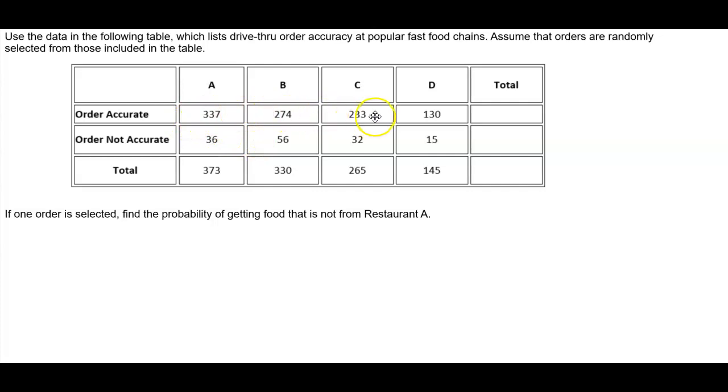Now when we want to add all the numbers across here, 337, 274, 233 plus 130, that gives us 974. When we add the row for order not accurate, 36 plus 56 plus 32 plus 15, that gives us 139. Now if we add this total row, it's going to give us the total amount of restaurant A, B, C, and D that includes the order accurate and not accurate, and therefore that number is 1,113.